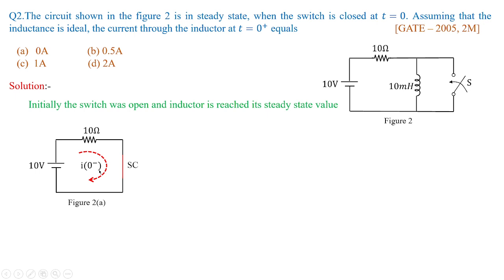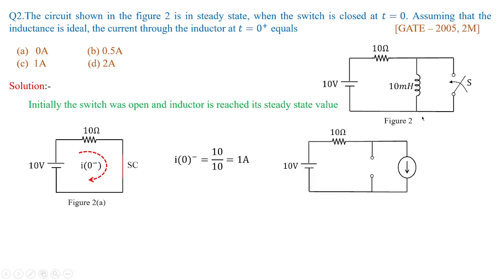I of 0 minus here we are treating as the initial value of the current before the switch is closed. The switch was open and the inductor has reached its steady state value. So the current of this particular circuit, which makes the inductor a short circuit, gives the value as 1 ampere. And we should know the property of an inductor, that current through an inductor cannot change abruptly. We'll employ the same principle over here.